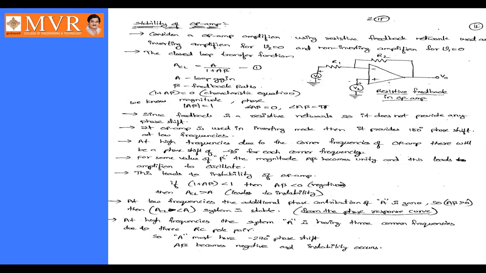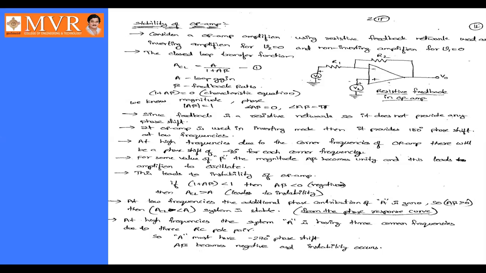Due to the corner frequencies of the operational amplifier, there will be a phase shift of minus 90 degrees for each corner frequency. As we have observed in the last slide, for some beta values the magnitude of A beta becomes unity. If A beta becomes unity, then what happens? It is going to produce oscillations. That means if the loop gain is unity, the circuit, that is the op amp, is going to produce oscillations. This is called the instability of an op amp.